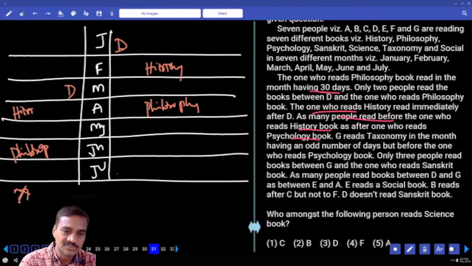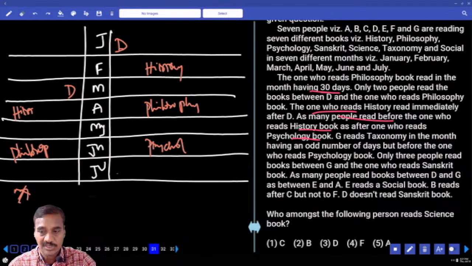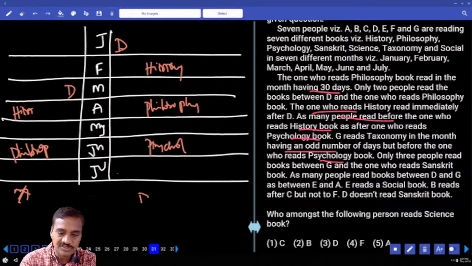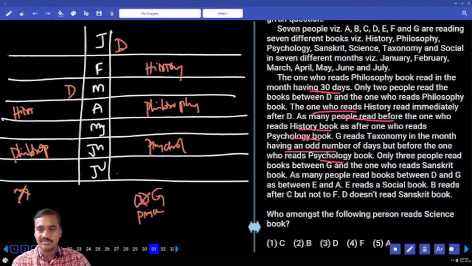Now here, before history and after psychology, there is only one after psychology. Psychology must be in the month of June. G reads taxonomy in the month having an odd number of days, but before the one psychology. Odd number of days before psychology. And so D must be before this psychology. Must be an odd number of days. And G, G reads taxonomy before psychology. And the 2 odd number of days.